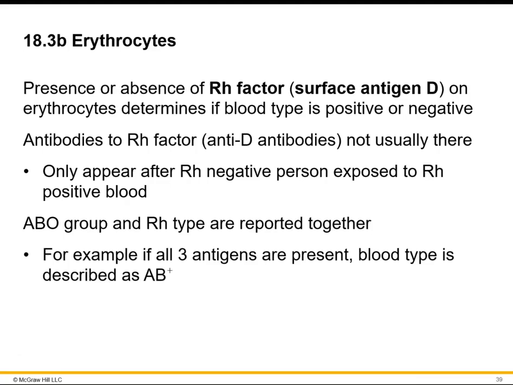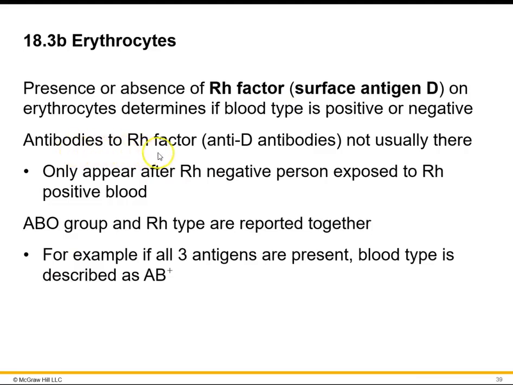Whether you are positive or negative depends on whether or not you have the Rh factor on the membranes of your red blood cells. I am O positive. So remember, I don't have any antigen A or antigen B, but because I'm positive, I do have the Rh factor hanging off of my red blood cells.